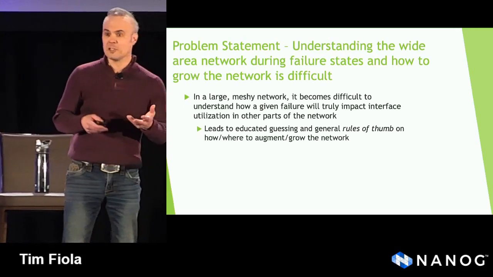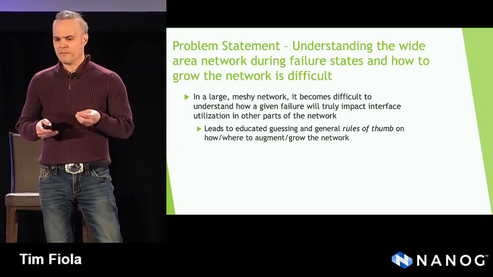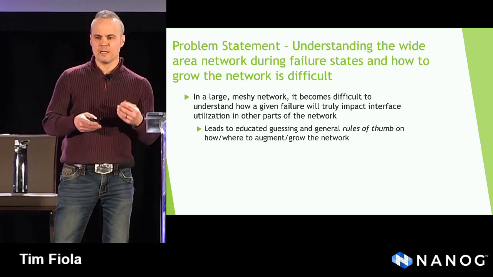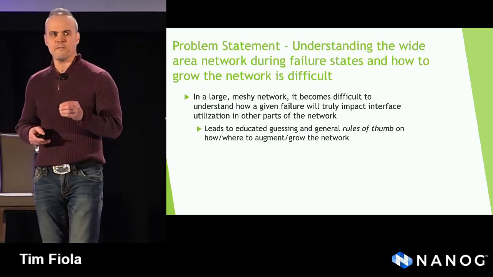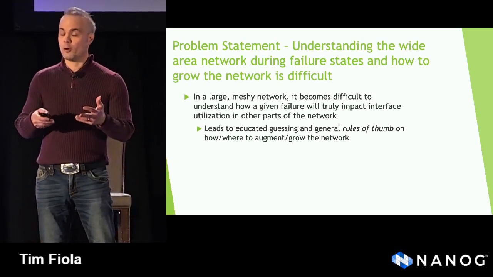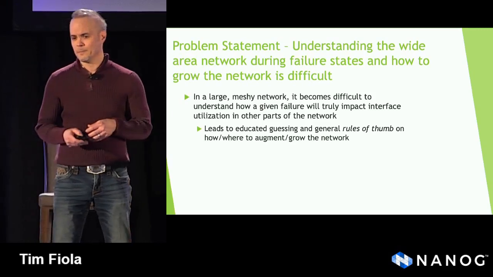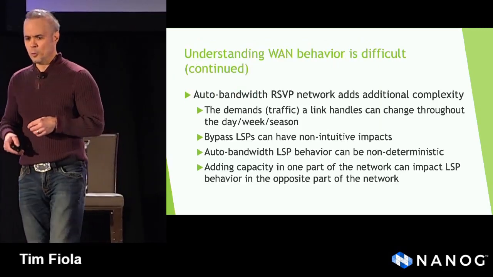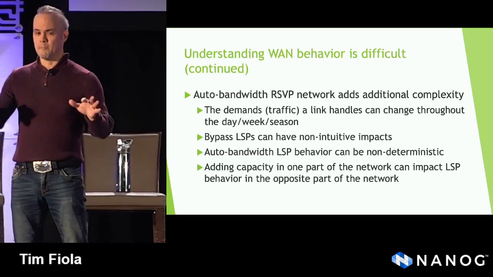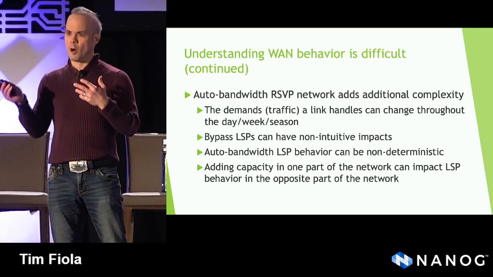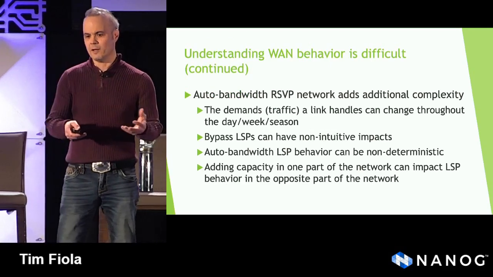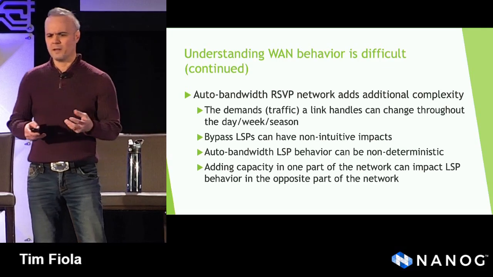So because it's such a difficult problem, there's often use of educated guessing and general rules of thumb for learning, for augmenting and growing the network. Okay. So you take an IGP, a meshy IGP WAN, and then you throw auto bandwidth LSPs on top of it. It becomes even more difficult.